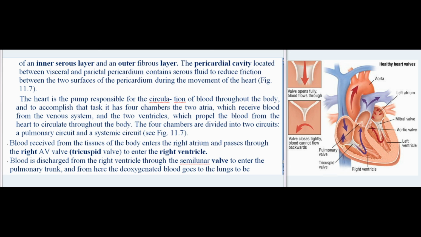The heart is the pump responsible for the circulation of blood throughout the body, and to accomplish that task it has 4 chambers: the 2 atria, which receive blood from the venous system, and the 2 ventricles, which propel the blood from the heart to circulate throughout the body. The 4 chambers are divided into 2 circuits, a pulmonary circuit and a systemic circuit, see Fig 11.7. Blood received from the tissues of the body enters the right atrium and passes through the right AV valve, the tricuspid valve, to enter the right ventricle.